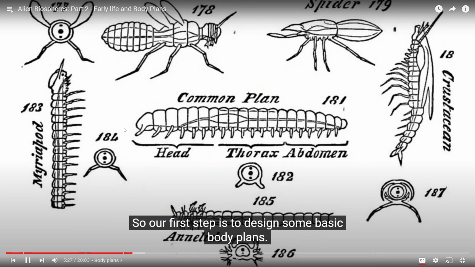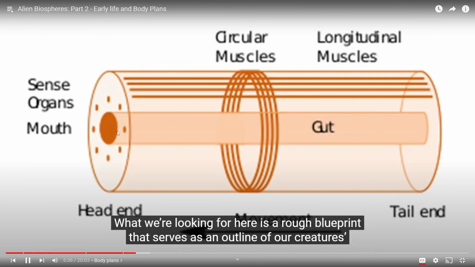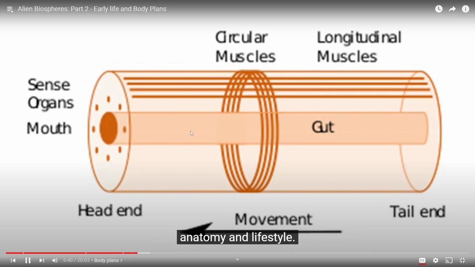So our first step is to design some basic body plans. These don't need to be perfect, or even necessarily representative of any one species. What we're looking for here is a rough blueprint that serves as an outline for our creature's anatomy and lifestyle.